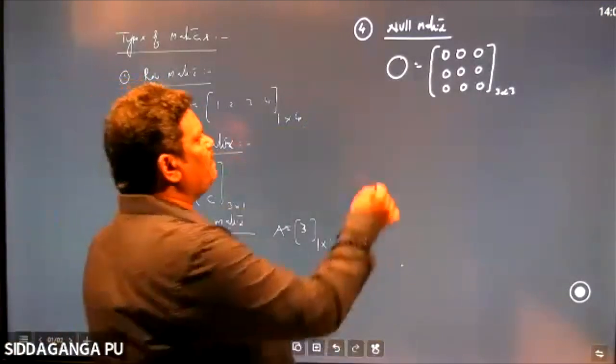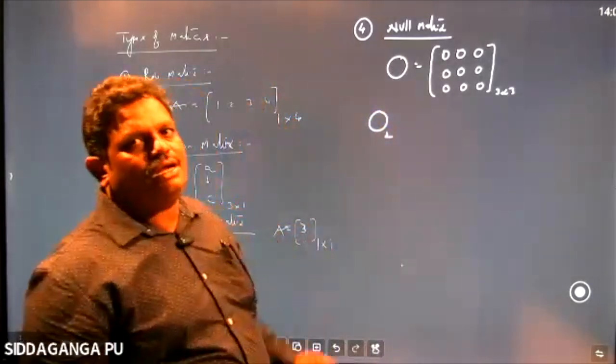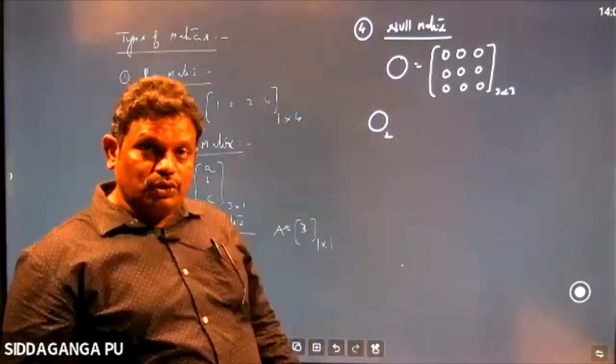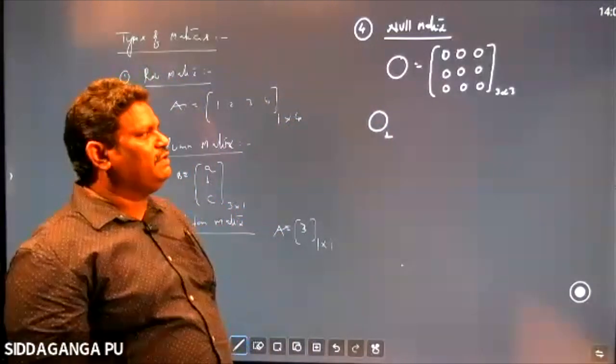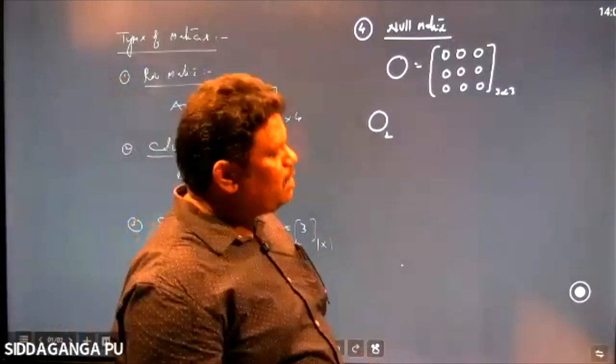Suppose, for example, O2 is given. That means the null matrix of order 2 by 2. If O3 is given, it means the null matrix of order 3 by 3. So these are the types of matrices.